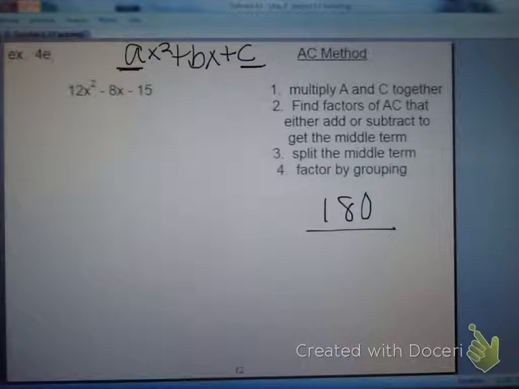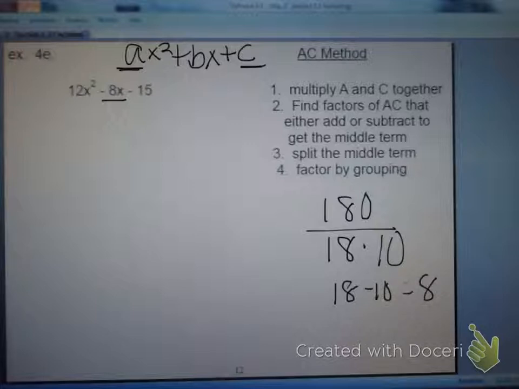Now, look at the last sign. The last sign is negative. So we want to find factors that subtract to get the middle term of 8. And you just play around with your calculator and find factors. Now I know right off the bat that 10 times 18 or 18 times 10 is 180. And 18 minus 10 gives you 8. And that is my middle term.